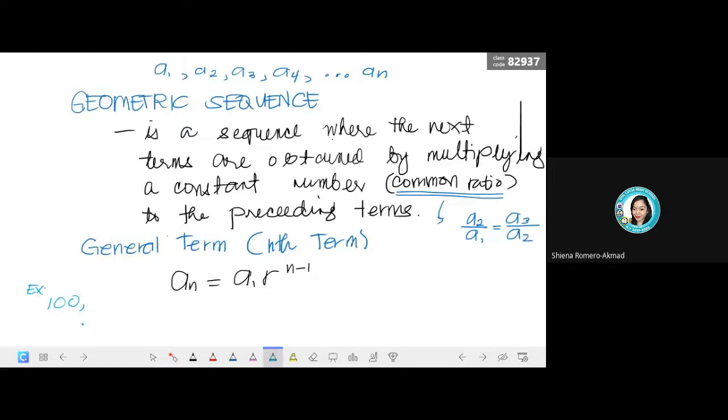Ayan. So my first term is 100. What would be my second term?